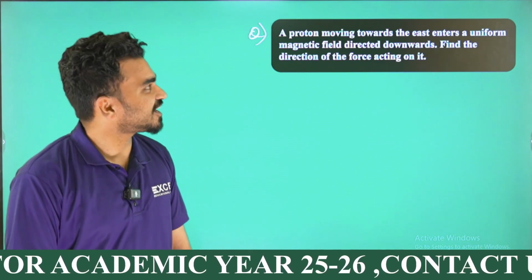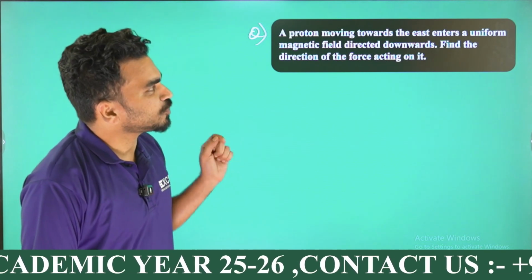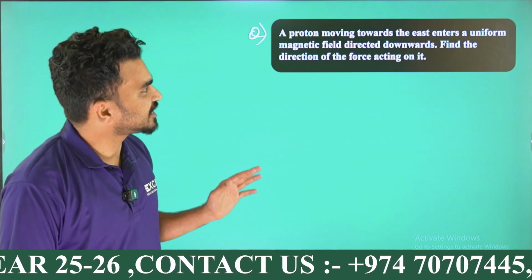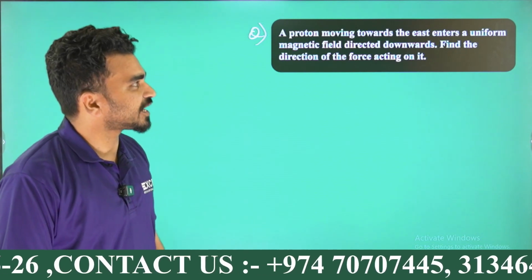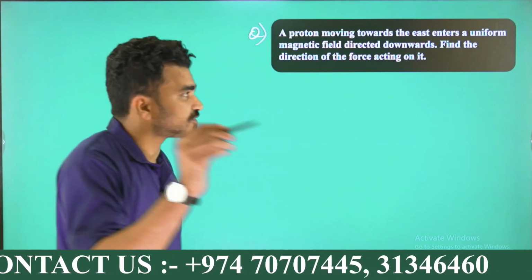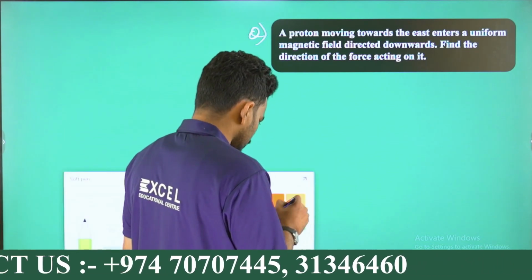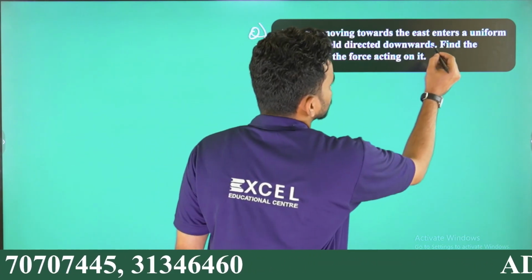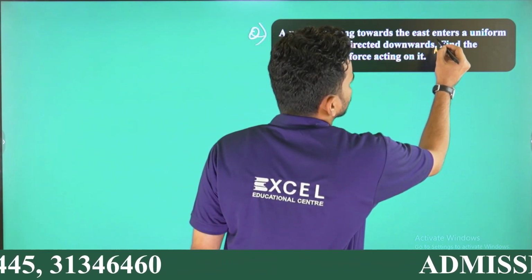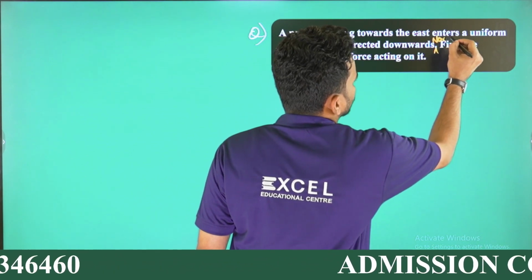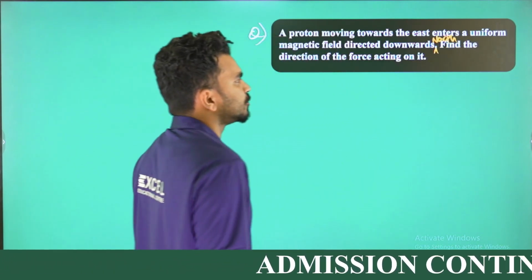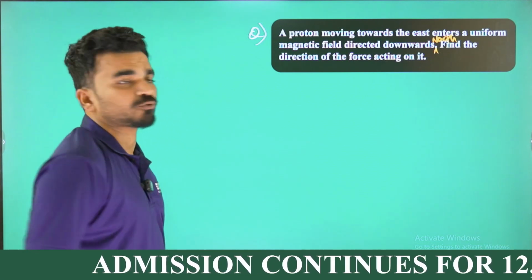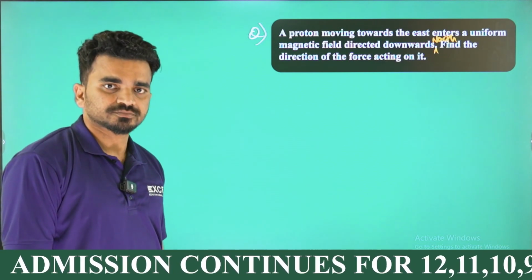A proton is moving towards east and enters a uniform magnetic field directed towards... something is missing here, sorry. So it is actually directed towards north. The magnetic field is towards the north. Then find the direction of the magnetic force acting on it.